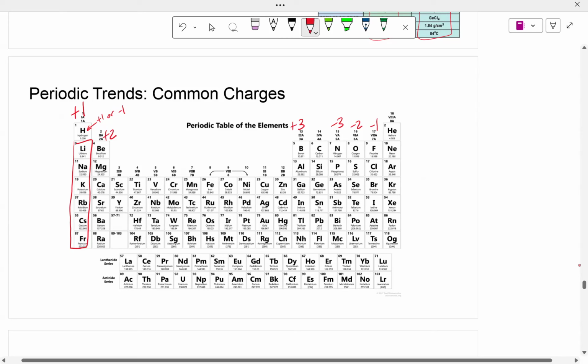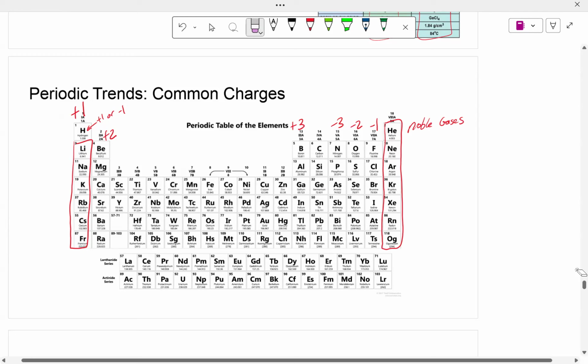And then that final column tend not to react very much. That's why they're all together. Just a little side note, and I'll talk about this a little bit later. They call these guys the noble gases because they're so noble. They don't like to hang out with other elements. They don't like to react. And so you don't really see them with a charge very often. There might be some weird exceptions here or there.